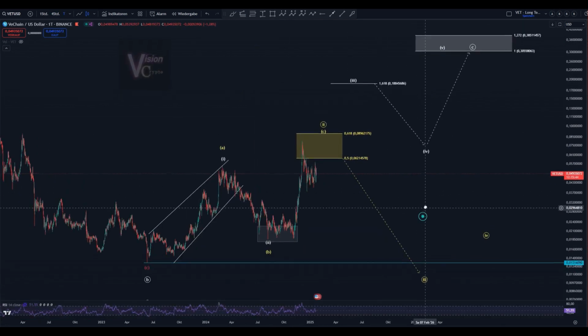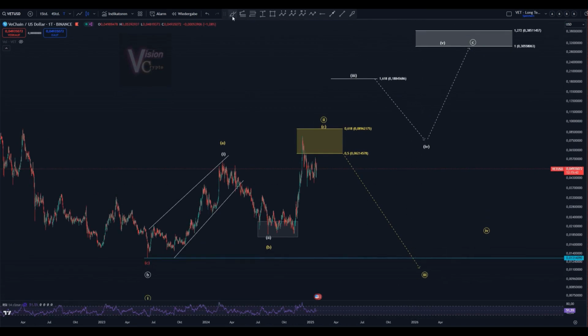On a higher level, I'll quickly show this again for clarity. Here we have our starting point. We would now have the wave 1 here, we're going down into the wave 2, then move up into wave 3. Since both scenarios are still open and will be decided in the near future.